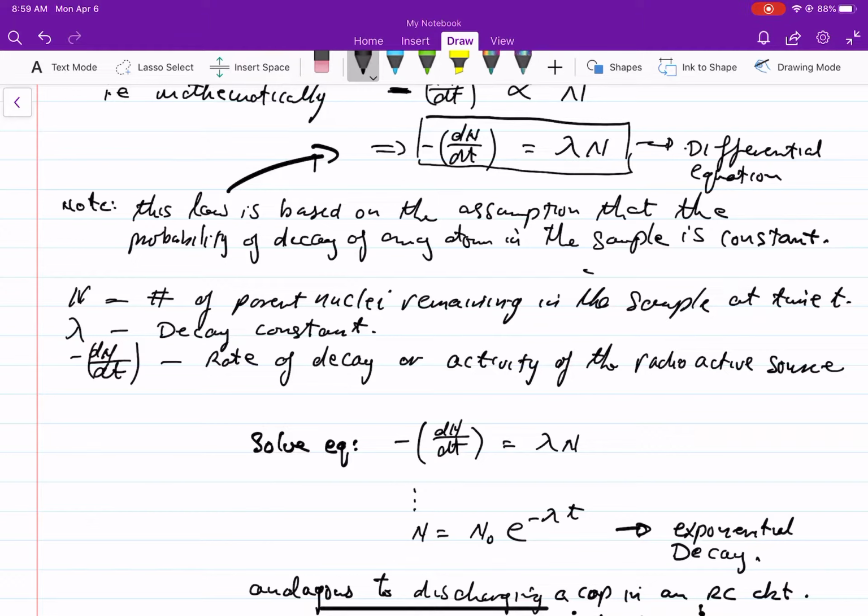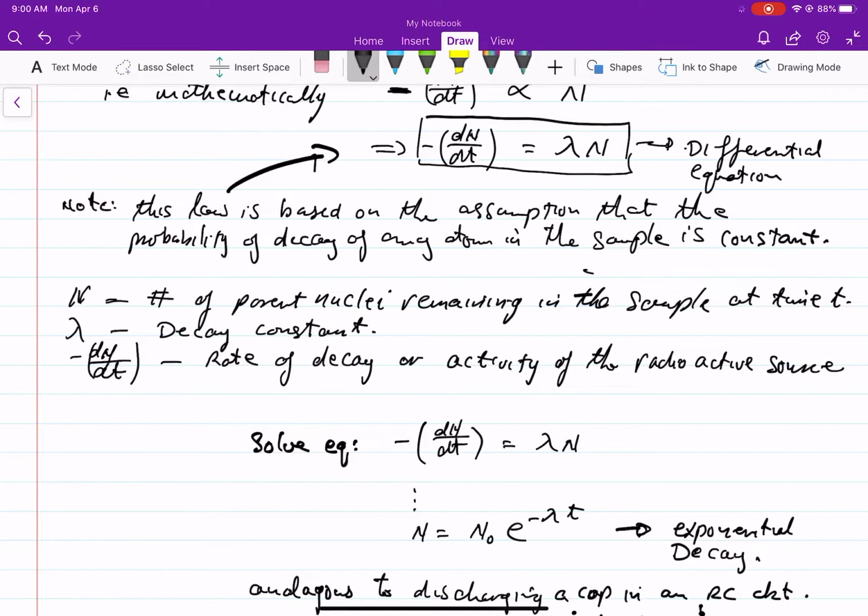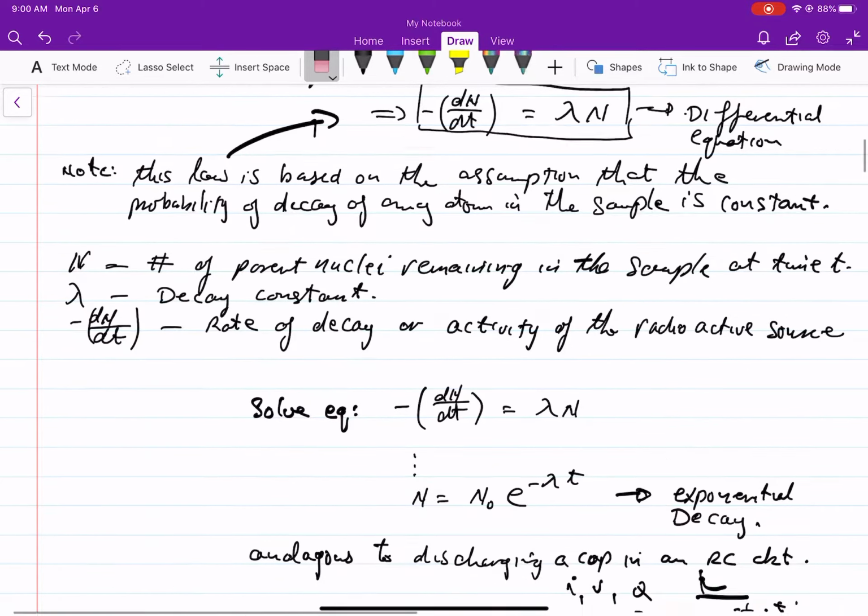In that differential equation, N represents the number of parent nuclei present in the sample at any time t. Lambda, like I said, is the decay constant. It's directly connected to something else called the half-life. It's also directly connected to the rate of decay, negative dN/dt, which is the rate of decay or activity of the radioactive source.